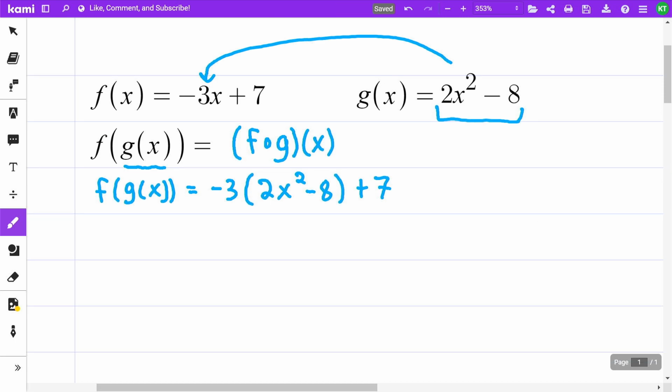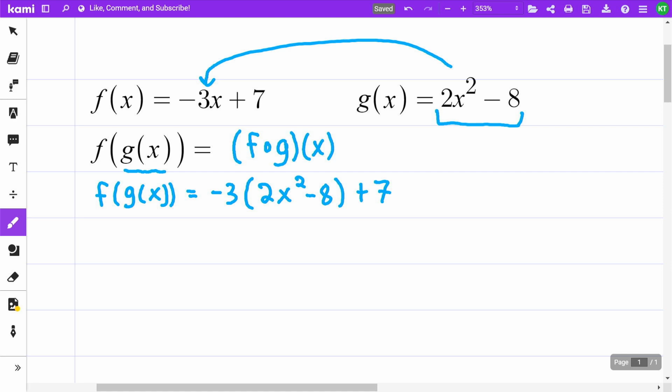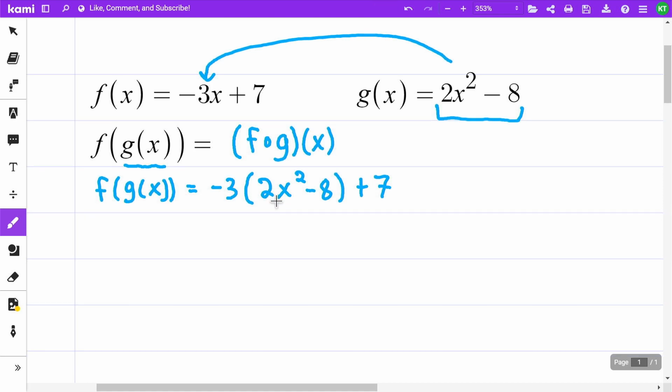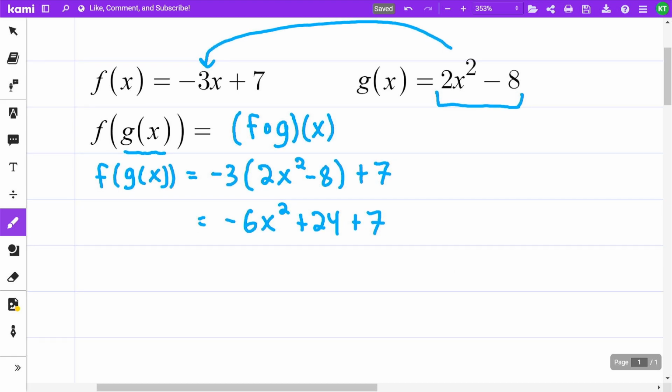And then after that, we are going to go ahead and just simplify things. So negative 3 times 2x squared, that would give me negative 6x squared. And then negative 3 times negative 8 would give me a plus 24. And then plus 7. And then I'm just going to go ahead and combine everything that I have there. So that would give me negative 6x squared plus 31. And so f of g of x would be equal to this right here.